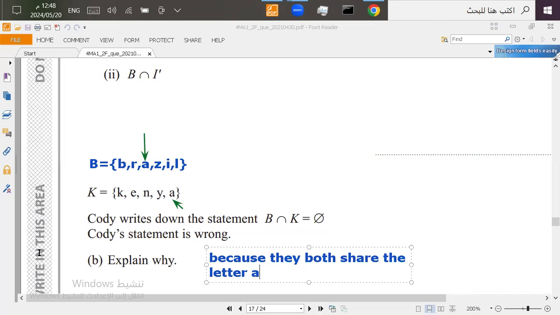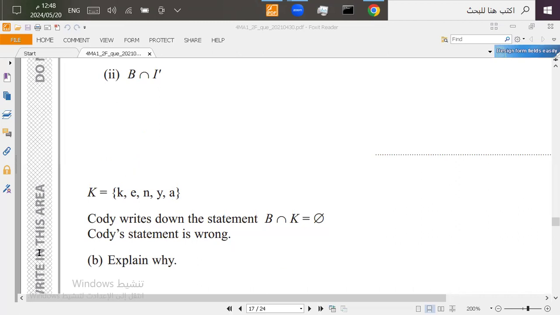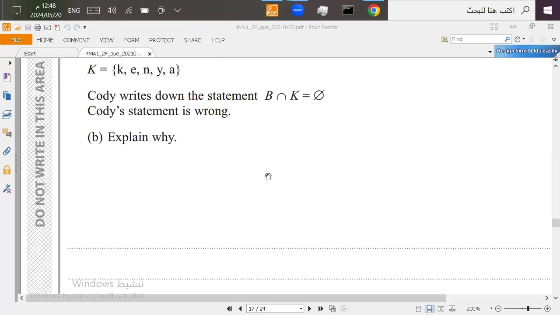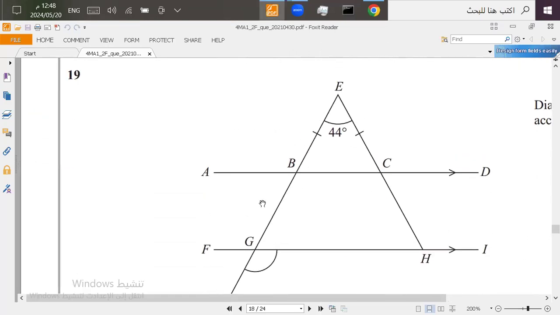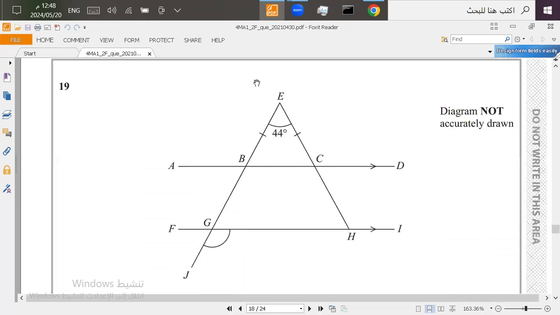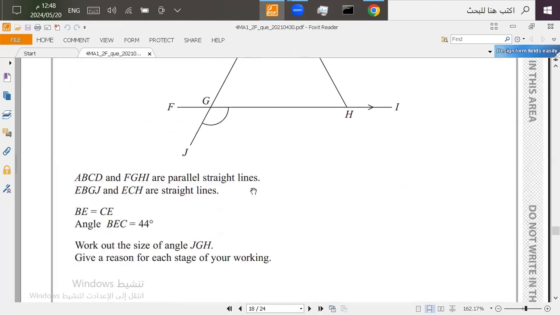This is sets. Okay. Next question. We have question 19. In question 19, we have a shape. Let's take a look at it. Here we have parallel lines and we have triangles, isosceles triangle. Let's take a look at the question first.